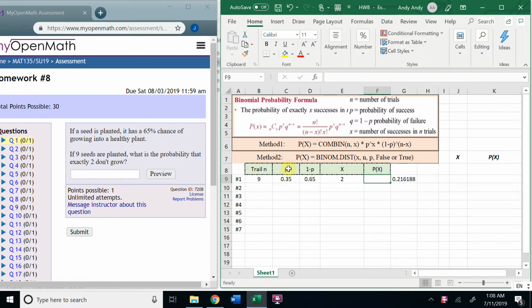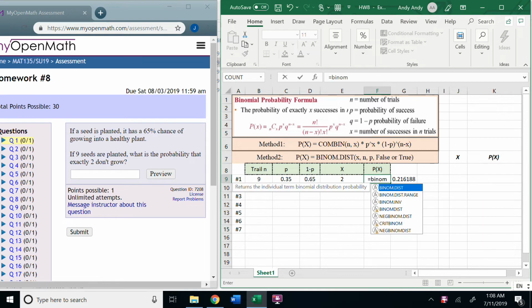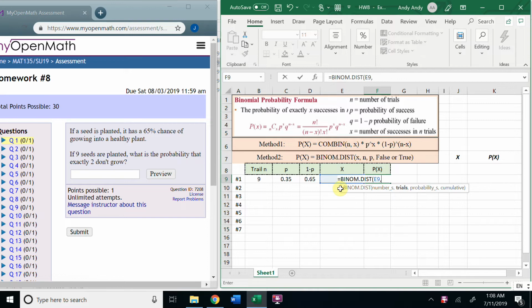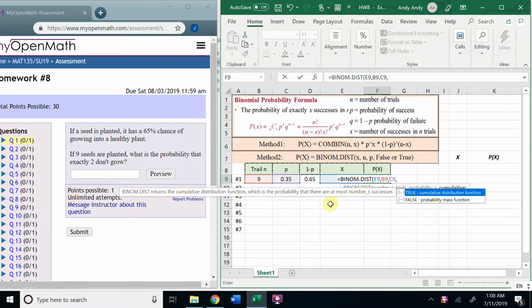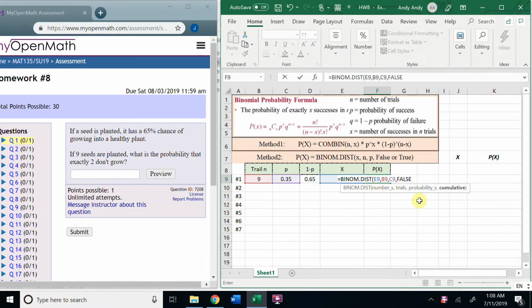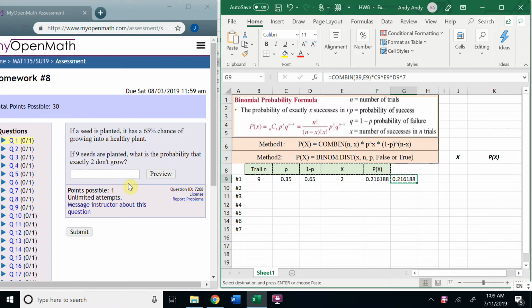We could also use the second formula, the binom function, BINOM.DIST. So x is 2, n is 9, probability is 0.35. Here it is not cumulative, because it asks for just 2 that don't grow, so we choose false. Then we copy the answer and input it.